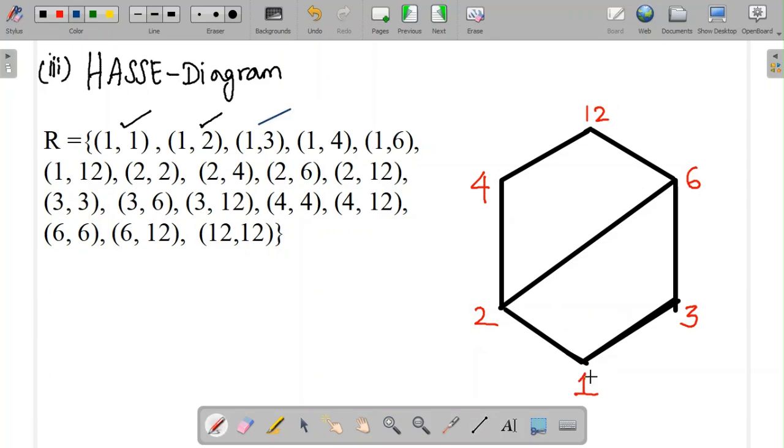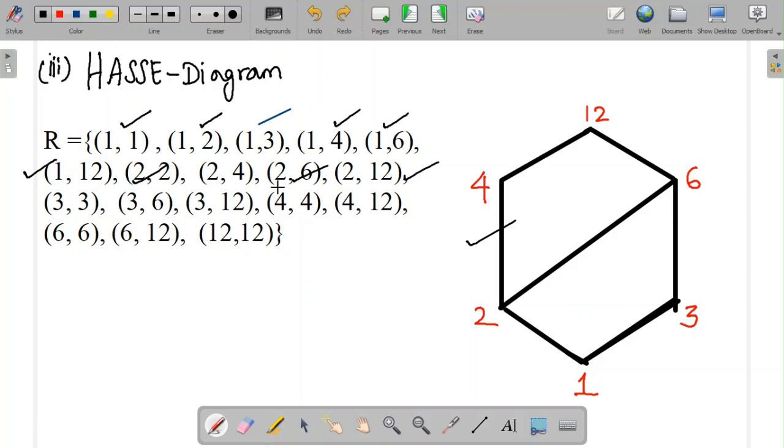1, 6 need not be done because there is a 1, 2, there is a 2, 6. Therefore, a 1, 6 is not necessary. So this is done. This is done. And a 1, 12 is not necessary because there is a 1, 2, there is a 1, 4, there is a 2, 4, and there is a 4, 12. So a 1, 12 need not be expressed visually. 2, 2 is the loop, we don't have to do that. 2, 4 is done here. 2, 6 is also done here. 2, 12 is not necessary because 2, 4 is present, 4, 12 is present. So 2, 12 need not be drawn because of the transitive nature.